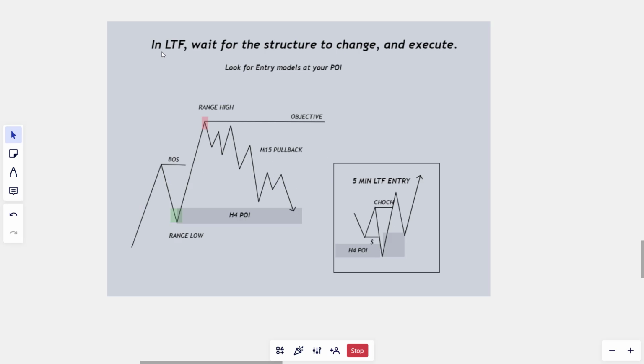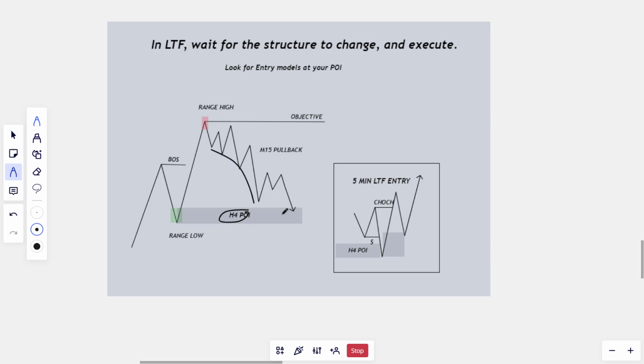And now for the last step, in the lower time frames, we wait for price to give us a structure change, and then we execute. As we can see here, we had scaled down to the M15. The M15 was crawling back down to our H4 point of interest, and then price tapped into our H4 point of interest inside of the M15. But we're not just gonna enter right off of the H4 point of interest.